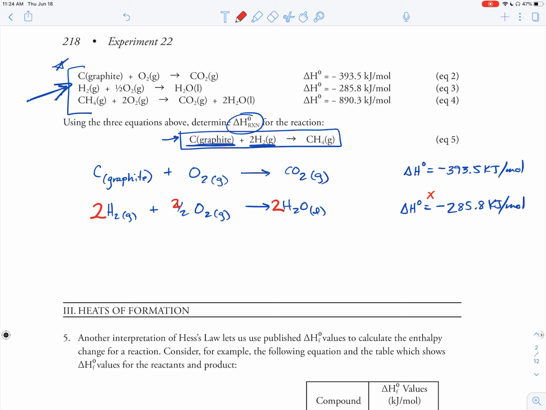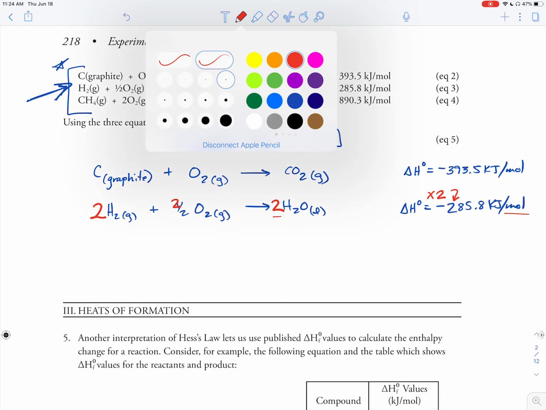And I'm going to have to multiply 2 times this value to adjust for the amount of kilojoules that is going to be created, because originally this is kilojoules per mole and you only had 1 here, but now you have 2, so I'm going to have to adjust that. It's kind of like if you had a mathematical equation and you multiplied 2 by one side of the equation, you have to do that to everything else in that equation as well. So it's kind of like a mathematical principle as well.